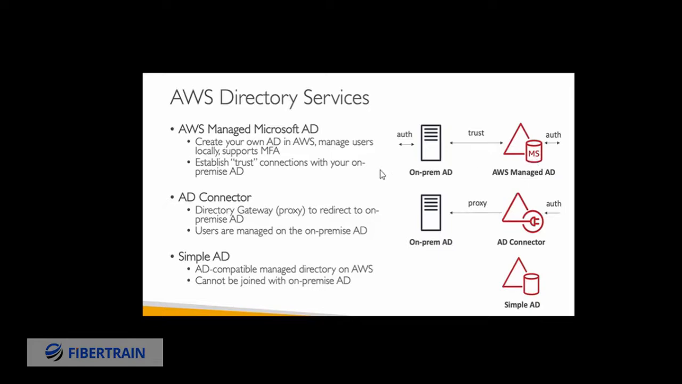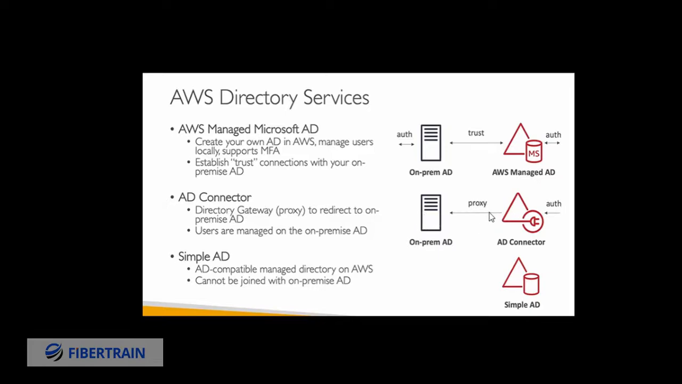So now another type of Active Directory service on AWS is AD Connector, which is Active Directory Connector. This is a directory gateway, more like a proxy server, that is used to redirect user requests to on-premises AD. So users are managed on the on-premises AD. So this is on-premises AD, and you have configured your users and their passwords on the on-premises Active Directory.